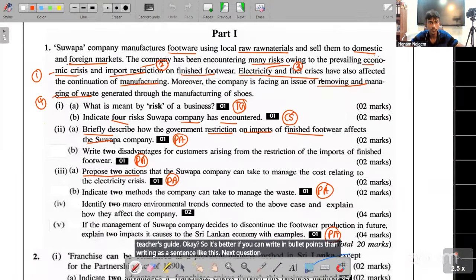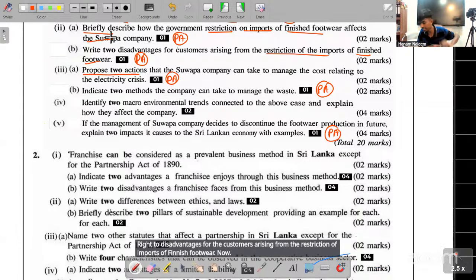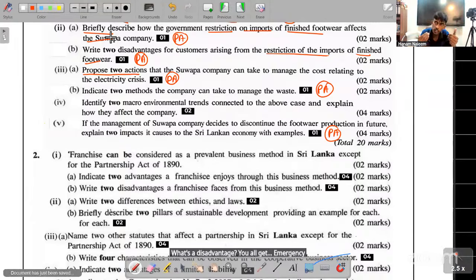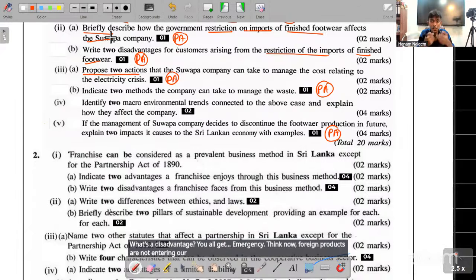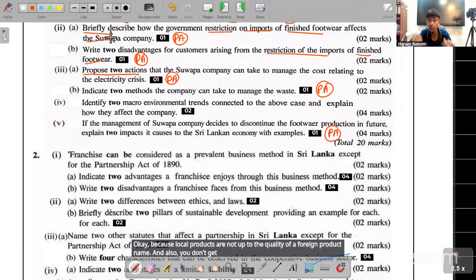Next question. Write two disadvantages for the customers arising from the restriction of imports of finished footwear. If the government stops the imports of finished footwear, foreign products, what are the disadvantages you get? Foreign products are not entering, so you have limited choice. Local producers can increase the price, and there will be a question on the quality also, because local products are not up to the quality of foreign products. You also don't get a chance to consume foreign products.